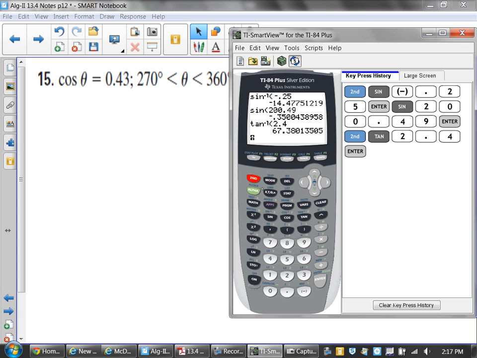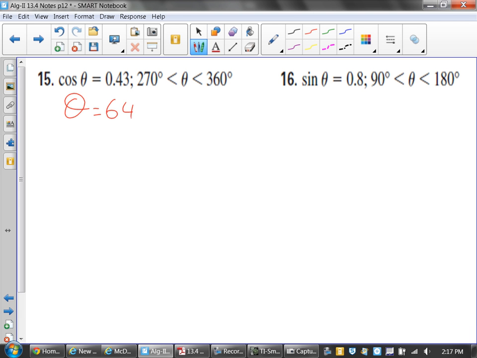Inverse cosine of 0.43. 64.53. Now again, if my reference angle is 64.53, and I want to be placed into the third quadrant, what do I do? Do I add from 270 or do I subtract from 360? Subtract from 360. Subtract from 360, guys.